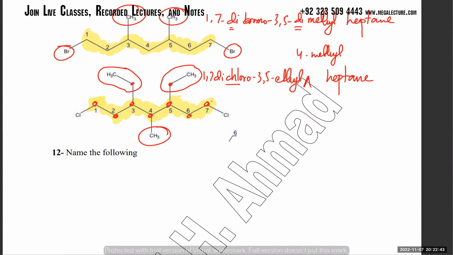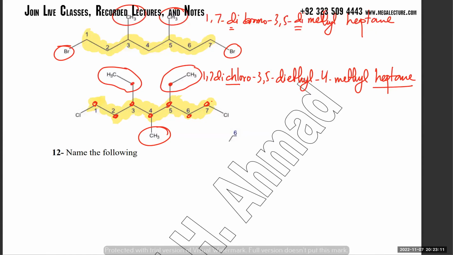Is that clear? सर डाइथाइल हो जाएगा. हाँ सॉरी डाइथाइल है. But diethyl plus 4 methyl आगे. And then you have नाम क्या था इसका heptane. It was heptane. ठीक है that was the main chain. Is this clear? जी सर.